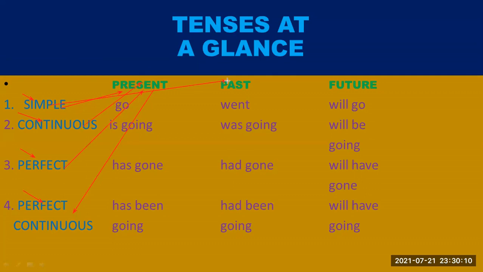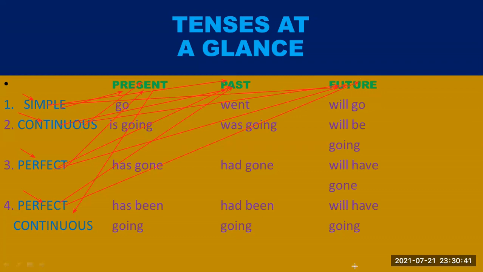We can talk of the past simple, we can talk of the past continuous, the past perfect, the past perfect continuous. And then again, we can talk about the simple future, the continuous future, the perfect future or the future perfect, or the future perfect continuous. So these are the various tenses, all right?